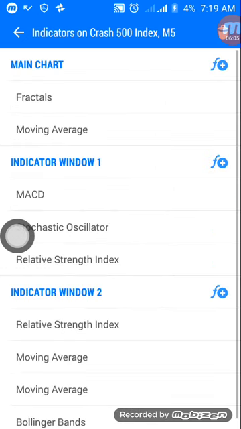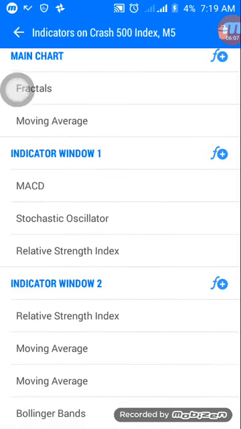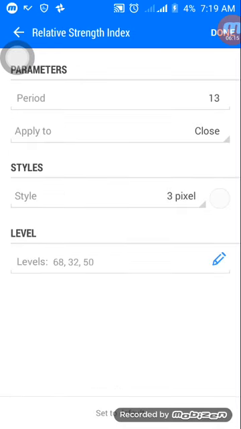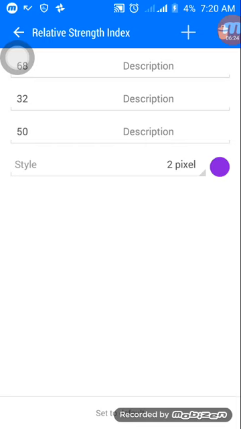Now we enter the window indicator 2, which is the TDI settings. First of all, you enter your RSI 13. Look at this one, RSI 13. Apply to close. The levels are 68, 32, and 50. That is the level. Click on done.